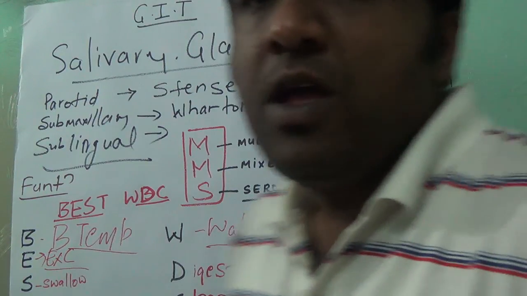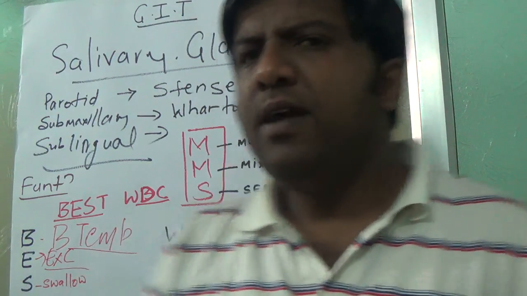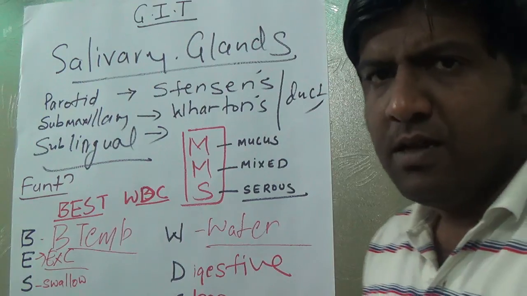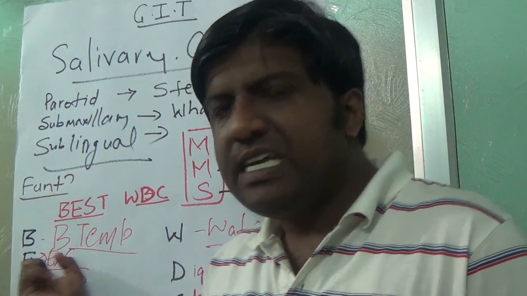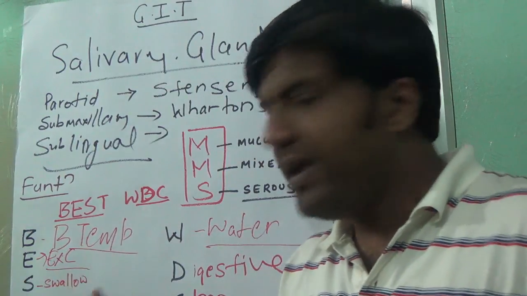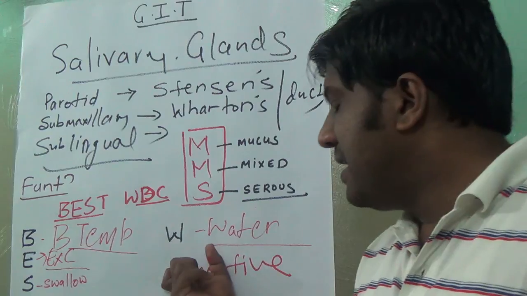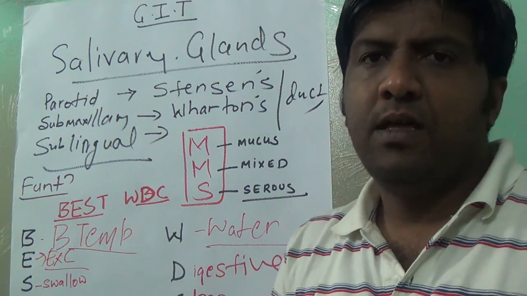So let's see what all I have told. How to remember the functions of saliva is with a simple phrase: best world dance competition. B stands for body temperature, E stands for excretion, S stands for swallowing, T stands for taste, W stands for water balance, D stands for digestive function, C stands for cleaning function.